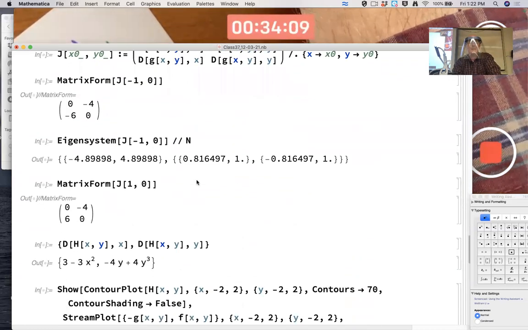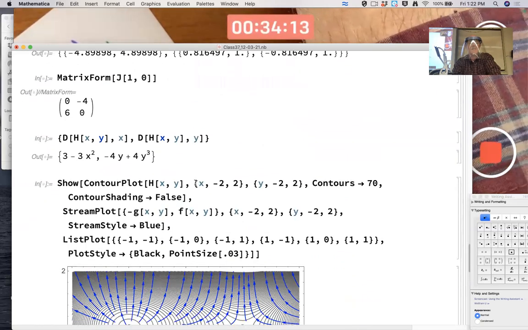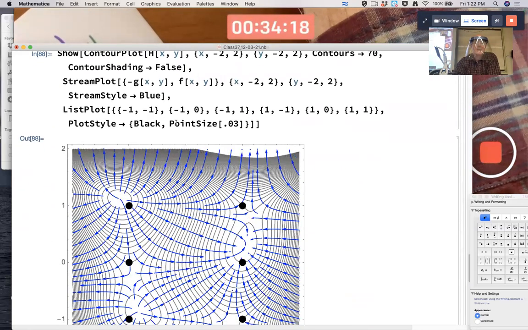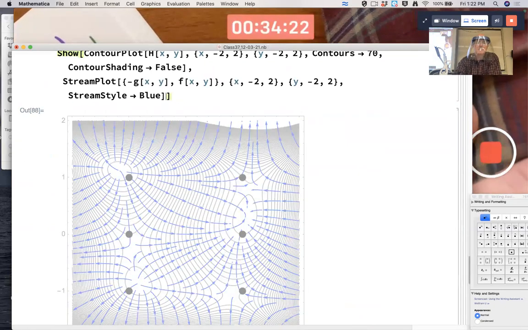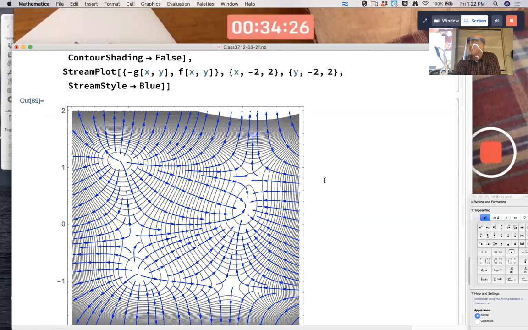I can do the same kind of thing with the gradient system, and get rid of those equilibrium points that are no longer equilibrium points. There's the new gradient system for the new Hamiltonian function.